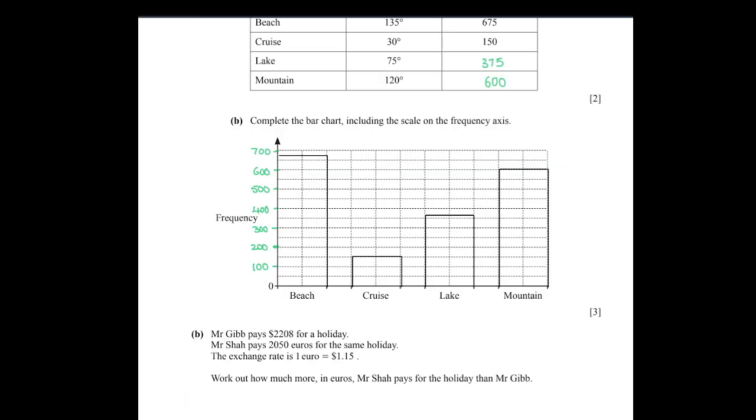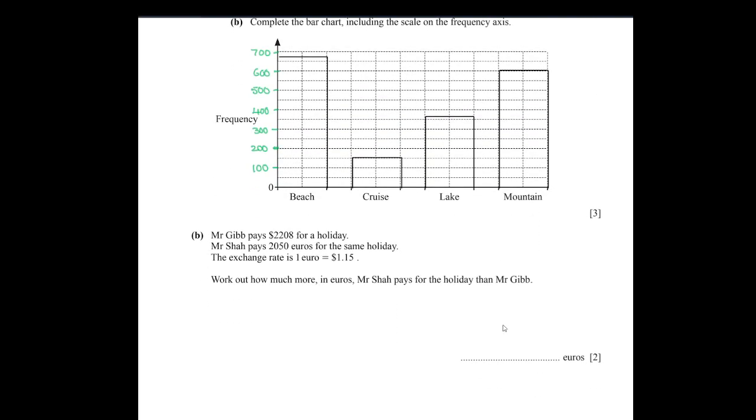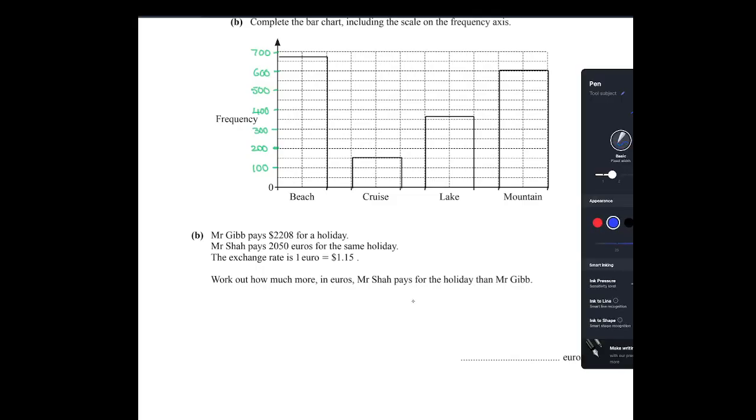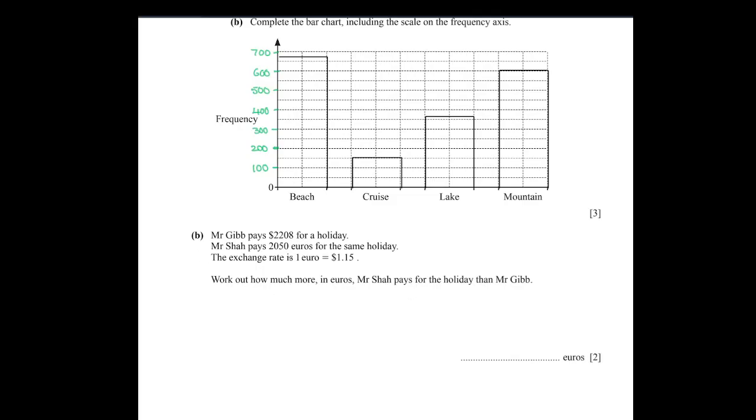Now we have to do the next question. B. Mr. Gibb pays 2,208 for a holiday, that is in dollars, and Mr. Shah pays 2,050 euros for the same holiday. The exchange rate is 1 euro is equal to $1.15. Work out how much more in euros Mr. Shah pays for the holiday than Mr. Gibb. Now here it's already given Mr. Shah is paying more, that means Mr. Gibb is paying less. So first find out how much he is paying in euros.